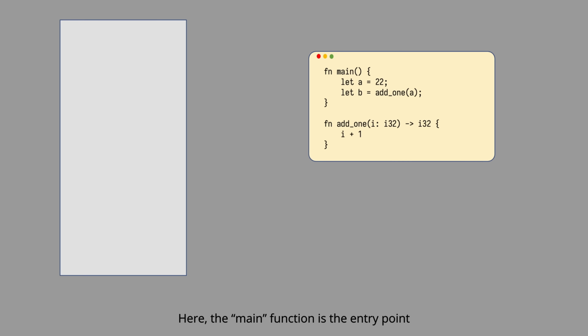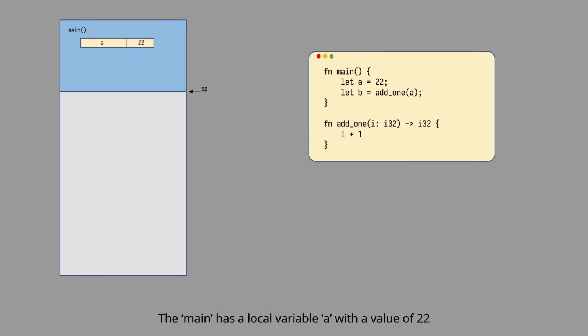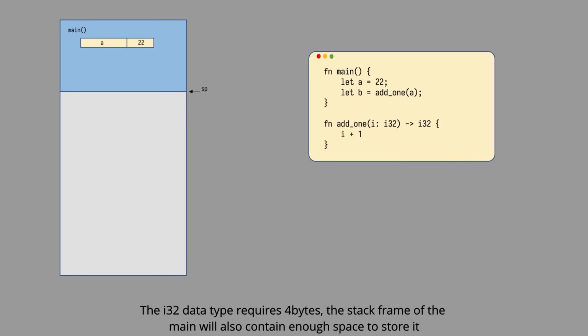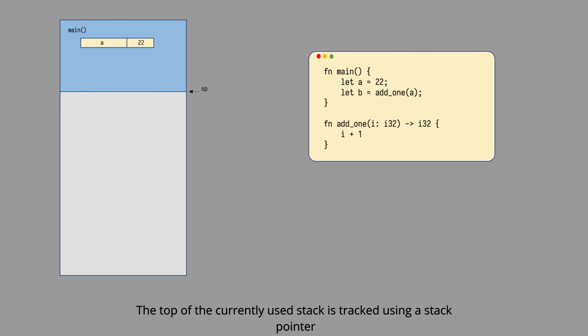Here, the main function is the entry point. First, a stack frame for the main function is created. Main has a local variable a with a value of 22. Main also has another local variable b, which is also an i32 data type. The i32 data type requires 4 bytes. The stack frame of main will also contain enough space to store it. The top of the currently used stack is tracked using a stack pointer.